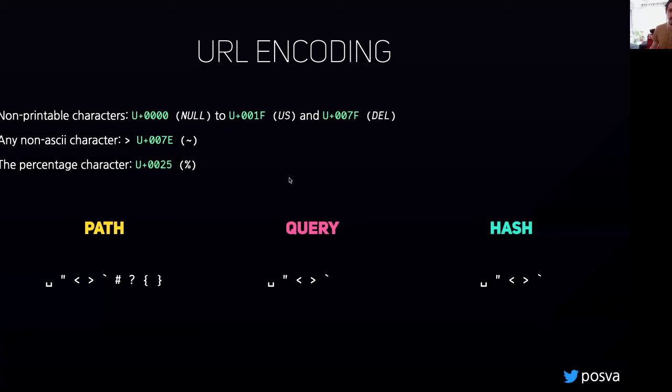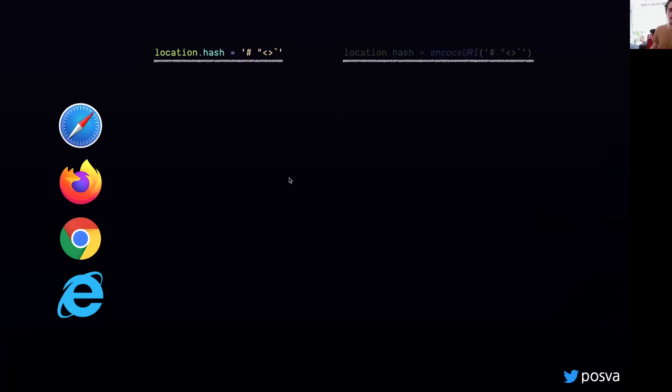Now the query, you take everything from the hash, but you remove the backtick and you add the hash, because it's used by the hash later on in the URL, the ampersand, and then the equal character, because they are used inside of the query. So this is the theory, right? This is what should be done by the browsers. Now, what happens in practice?